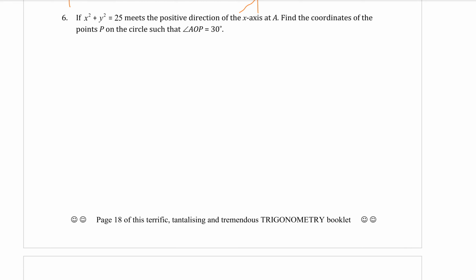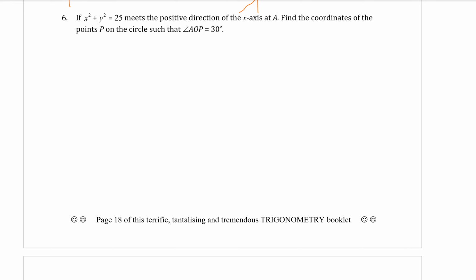All right, question 6. If x squared plus y squared equals 25 meets the positive direction of the x-axis at A, find the coordinates of the point P on the circle such that angle AOP is equal to 30 degrees. Did you like that question? Yes. All right, easy. Okay, it's a circle.